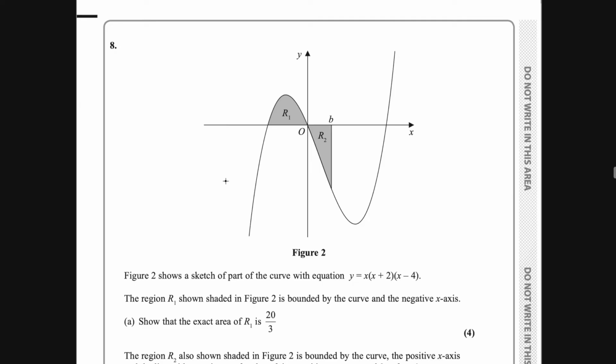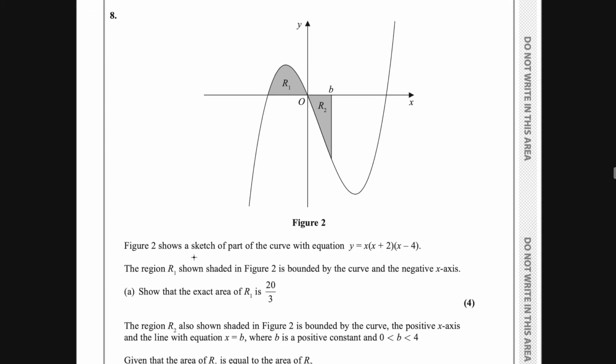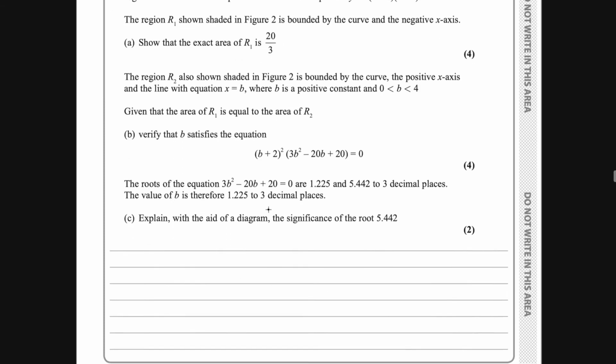In question number 8, we are given figure 2, which shows part of the curve with equation y equals x plus 2 multiplied by x minus 4. So in essence, what we're given here is a positive cubic curve, that the question has handily factorised for us. And we're told that the region R1, shown shaded in figure 2, is bounded by the curve and the negative x-axis. And we're asked to show that the exact area of R1 is 20 over 3.